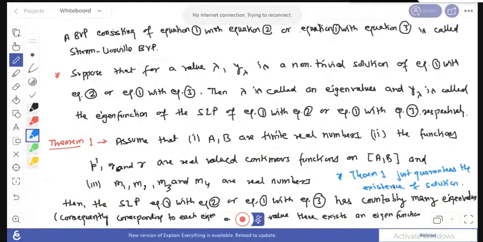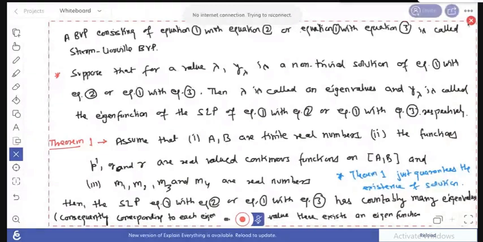Okay, so this is the remark of this theorem. The next one is that the Sturm-Liouville boundary value problem has the property that it generates sets of orthogonal functions. So what is an orthogonal function? On the next page we define what an orthogonal function is.